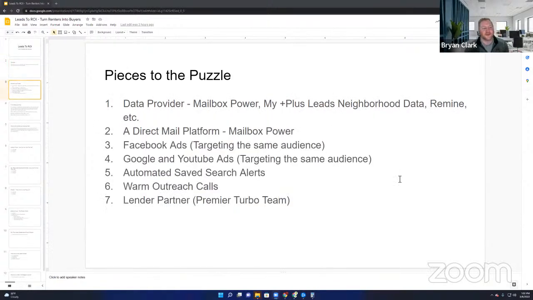All right, so the pieces of the puzzle, and I'm going to be doing this training in 5 different parts. Today it's going to be about an hour long. It's going to be part 1. We're going to be focused on the data providers that you're going to want to use so that you can get marketing materials in front of renters that can potentially buy a home.